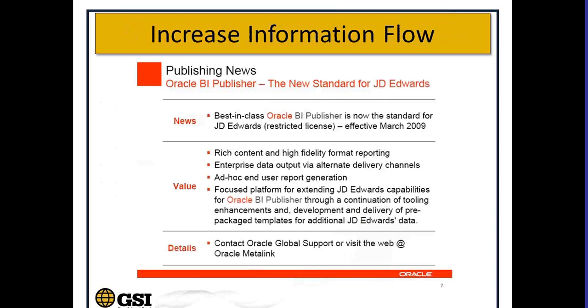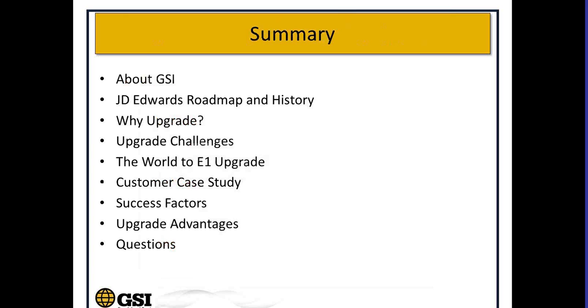BI Publisher, we kind of talked about that in more of a general sense, but BI Publisher is kind of like the report writer for EnterpriseOne. It's really very nice. It allows you to do exports or direct reports to Excel and to PDF and to all kinds of other things, and email them out, all that kind of stuff. It's really great.